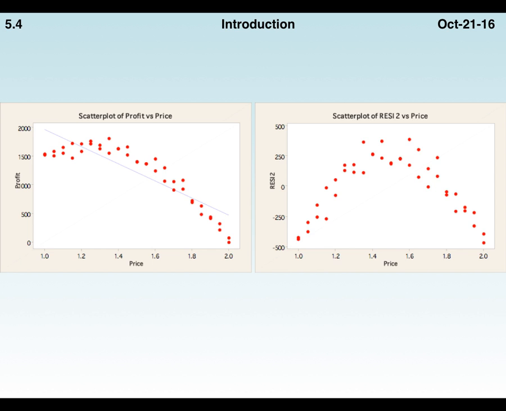Okay, this is the scatter plot of the data. The one on the left is a scatter plot of the original data fit to a least squares regression line. What's on the right? Residual plot. Based on the scatter plot and the residual plot, was our line a good fit? No.